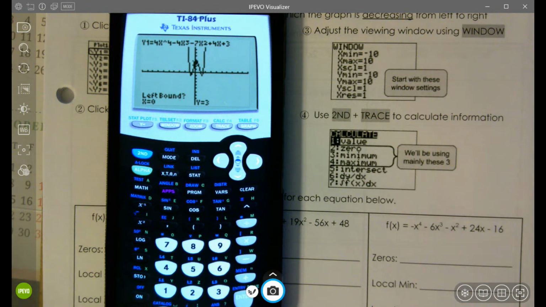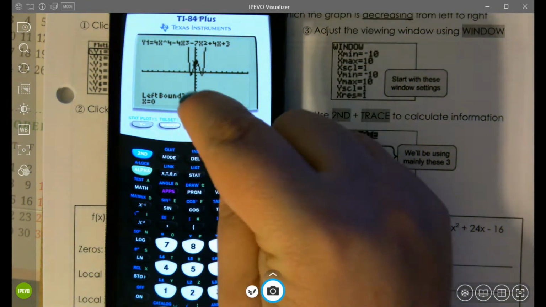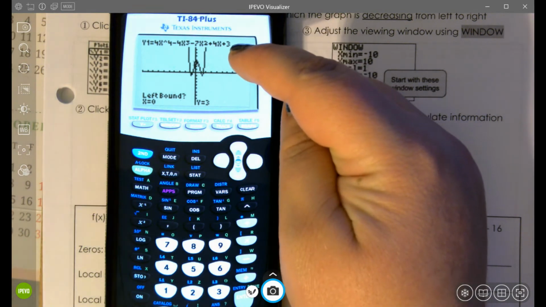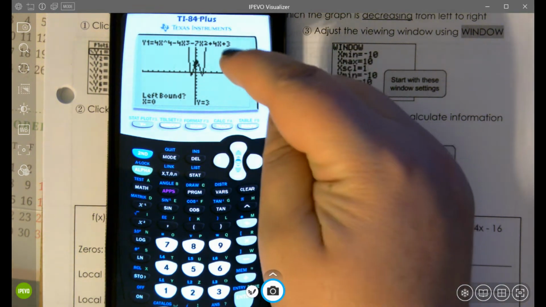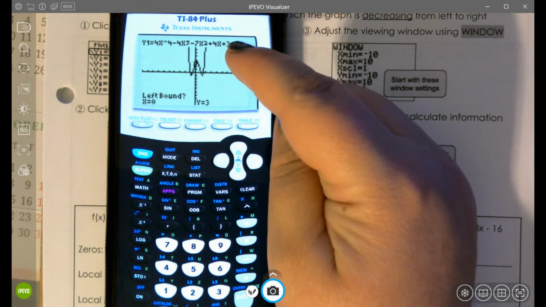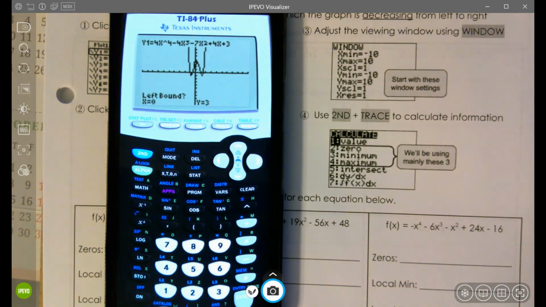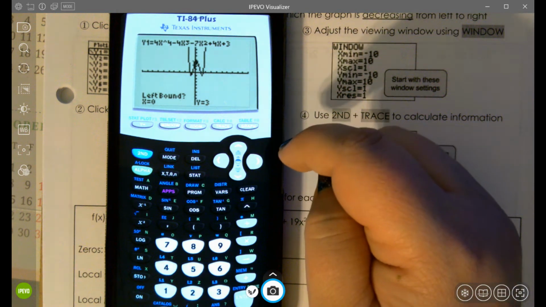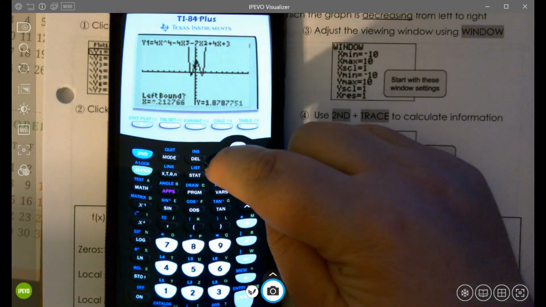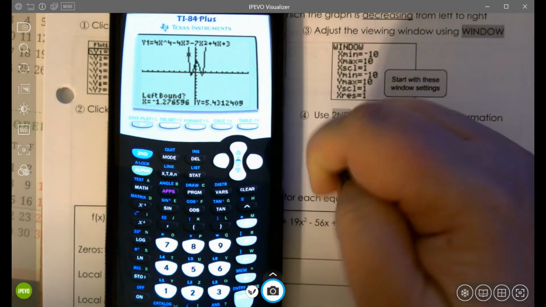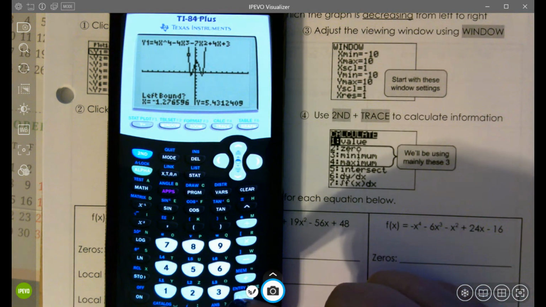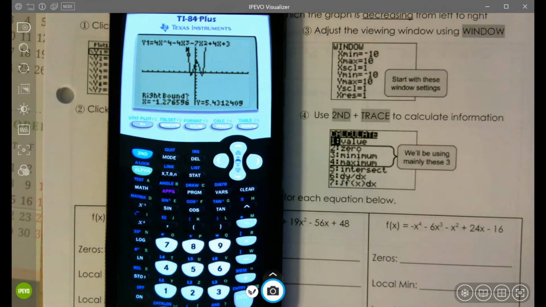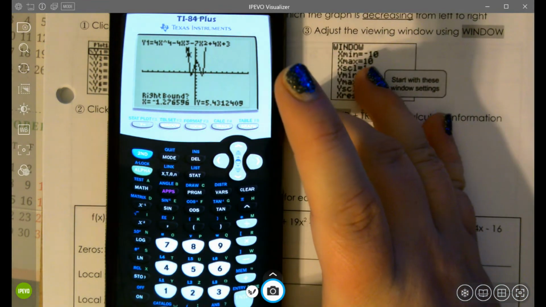And this is a little weird because it's going to give you some directions down here. Up here is the equation that you typed in, so you can always double check it here if you need to. And you'll see that it says left bound. Left bound means that you need to go to the left of the 0 that you're looking for. Okay? So I'm going to start over here on the left, and I'm going to hit enter. And then it's going to say right bound. You have to hit enter to get it to say right bound.